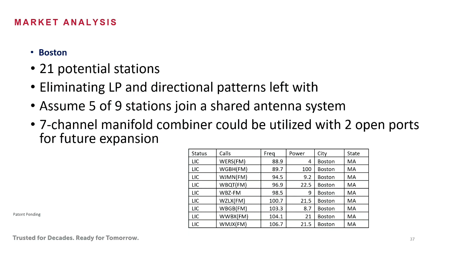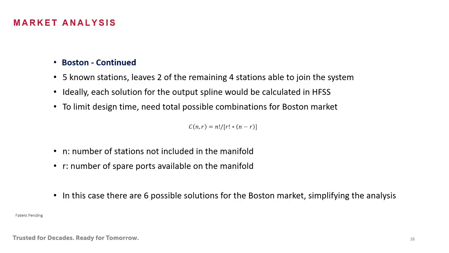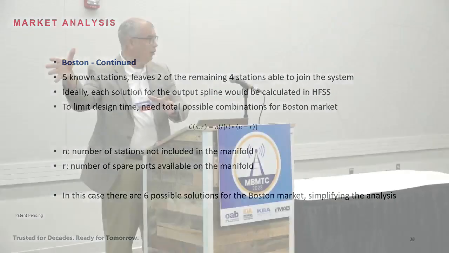What if we say, okay, let's pick a 7-channel solution, where we've got 5 of those guys that want to move in now. We're going to build for 7 of them that want to come in. And we can run all of the different combinations and permutations of, okay, you're going to start with these 5 and plan for 2 of those other 4 to one day move in, right? What does that hybrid or manifold combiner spine look like? Let the computer run the solution. In this case, there's 6 possible solutions for this market, so that makes it a little simpler. We can run those 6, and we can be prepared to offer those 6 to you right out of the gate.